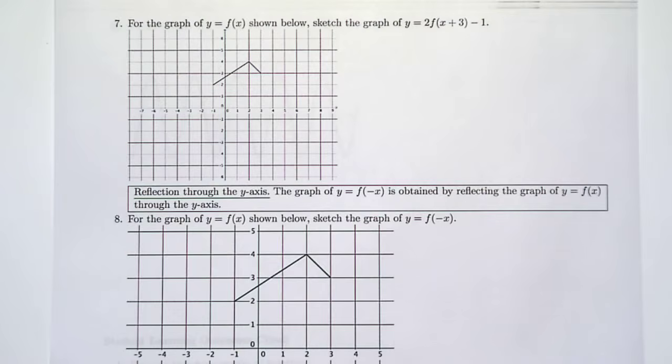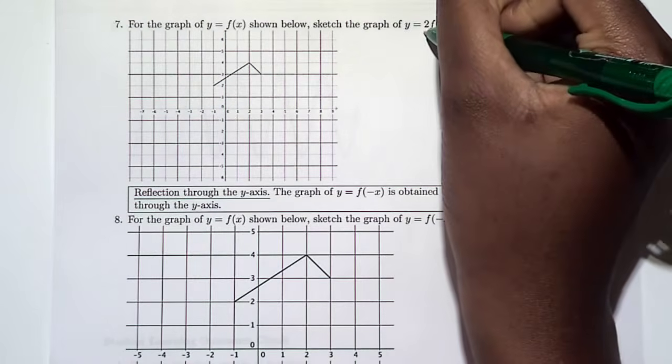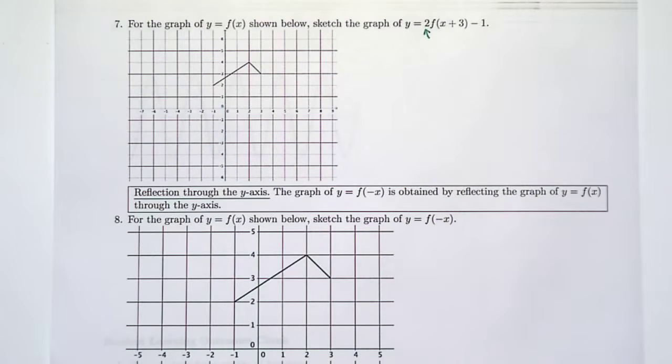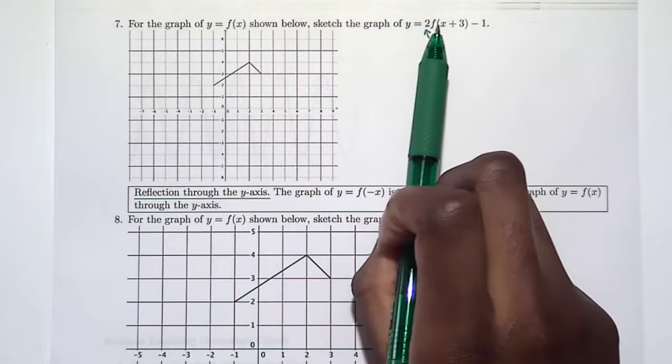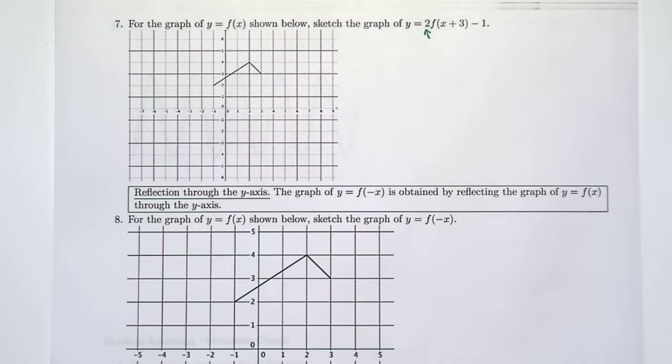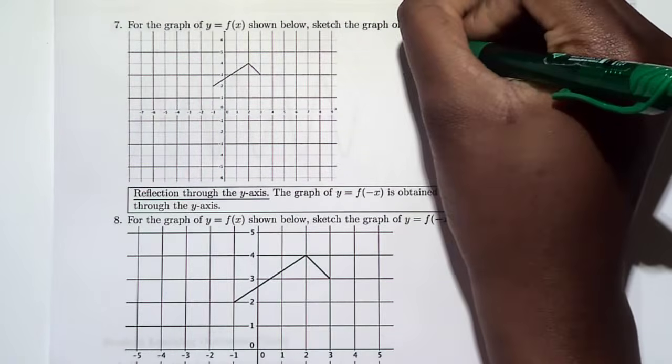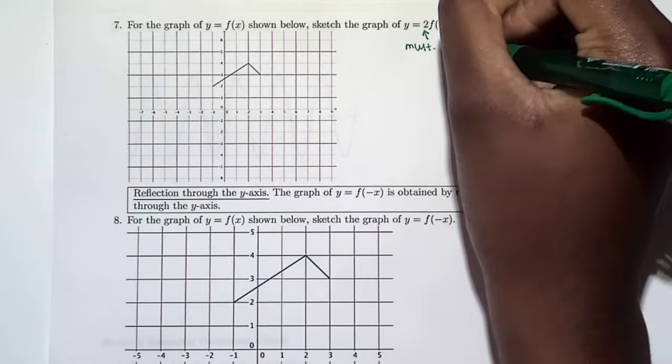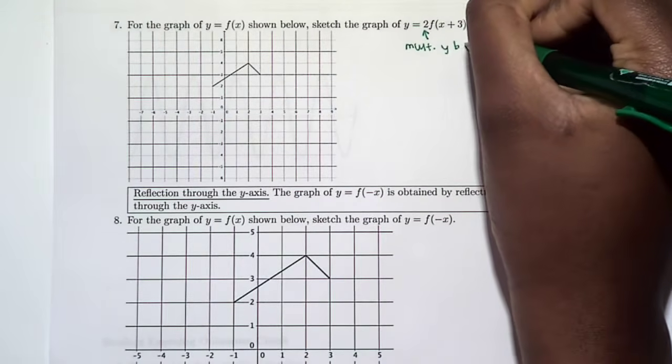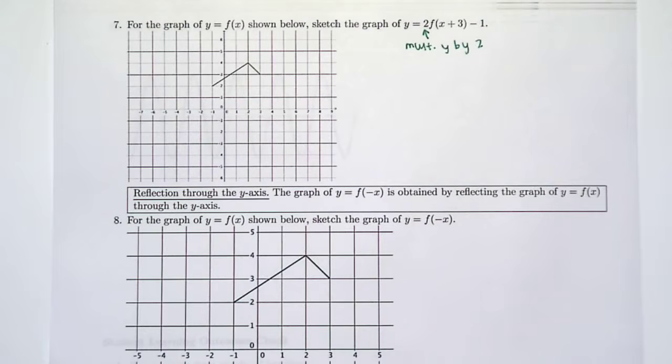Let's start with the 2. What's happening? Well, 2 is being multiplied by our function. So what does that tell us? Are we changing x or are we changing y? If it's multiplying by our function, we're changing y. So this 2 tells us we need to multiply our y value by 2.